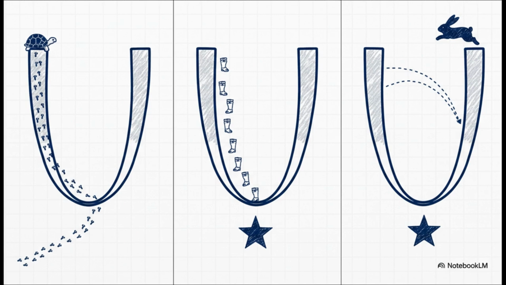If it's too high, it goes completely wild, overshooting the target and just bouncing around all over the place, never locking in on the best answer. Finding that just right learning rate is one of the most critical parts of building any AI model, whether it's a simple little thing or a massive model like GPT-4.